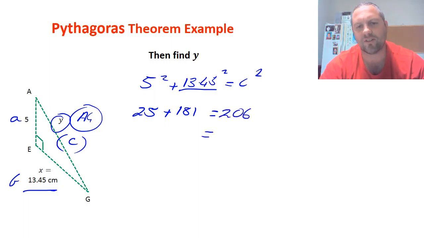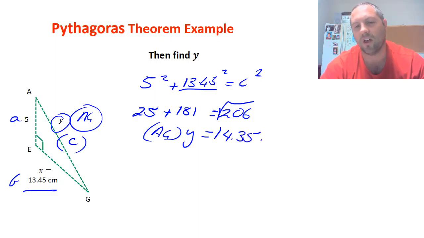Now that you've got 206, we're going to square root 206 to get what Y equals, or what your AG equals. So we're going to put that there as well. Okay, so AG equals the square root of 206, which is 14.35, and that is your answer.